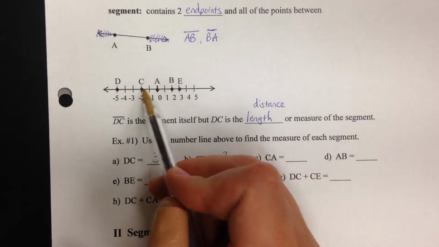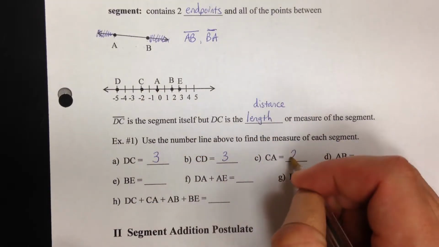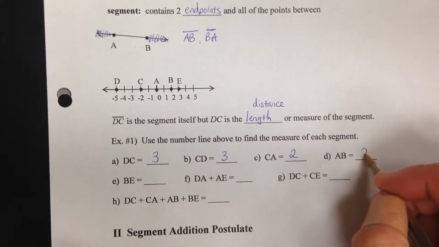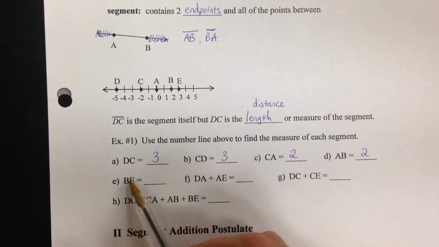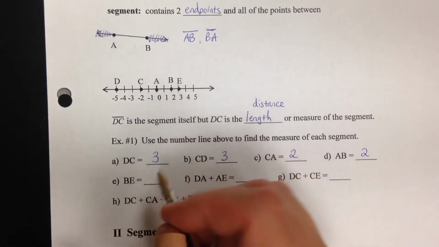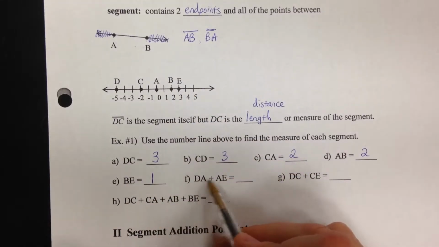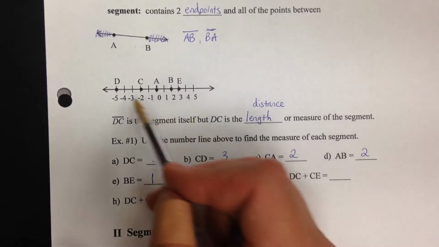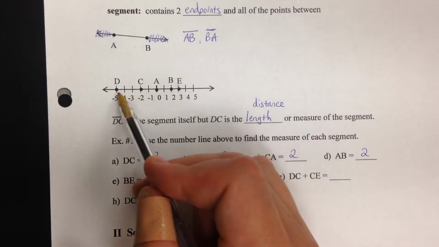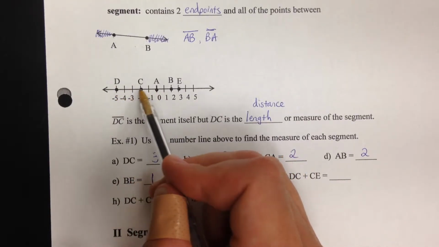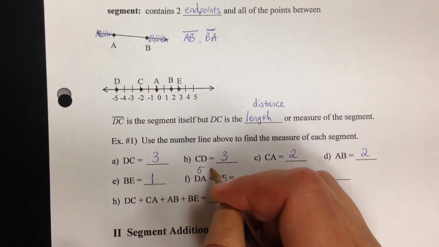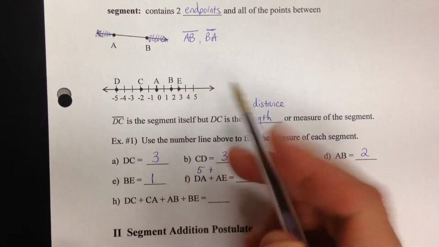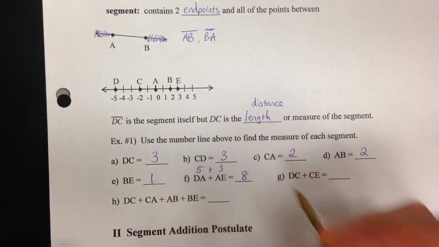CA, from C to A would be 1, 2. AB would also be 2 spaces. BE, from B to E is just 1 space. DA plus AE. Okay, so what that means is we'll take the length of DA, so from D to A, that's -5 to 0, that's 1, 2, 3, 4, 5 spaces, plus AE, the length of AE is 1, 2, 3, and 5 plus 3 is 8.